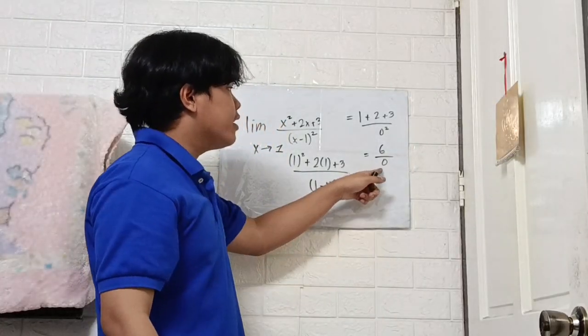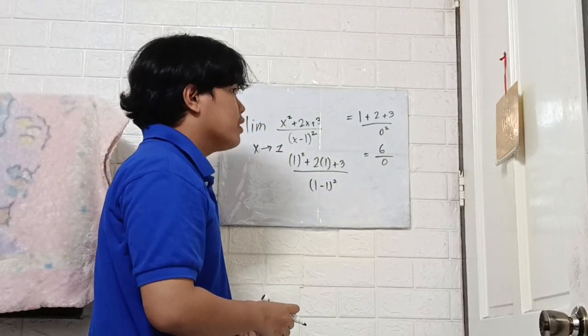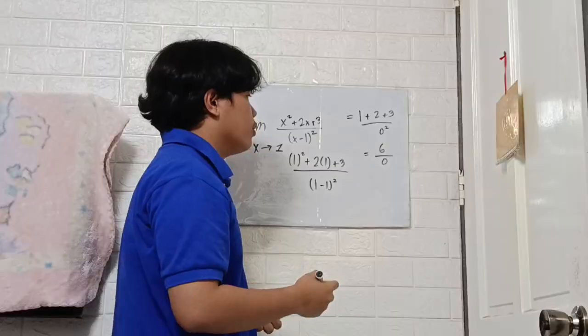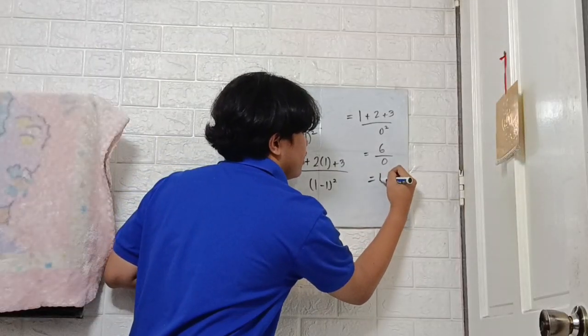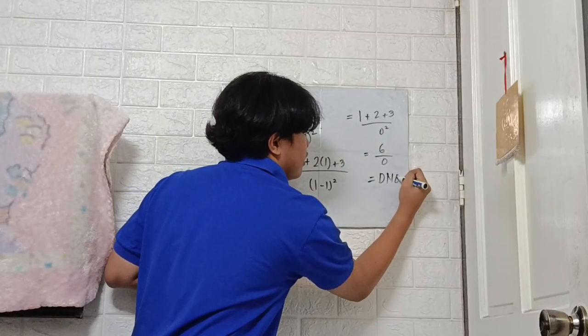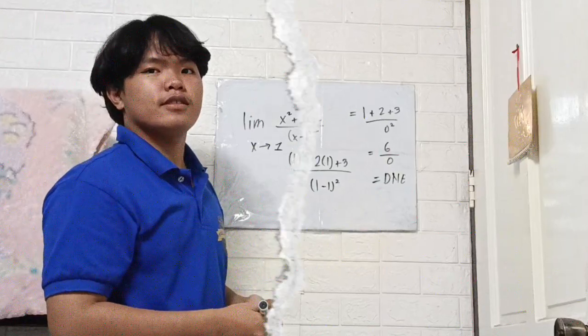Now, since the denominator is 0, this cannot simply exist, so the answer will be DNE, or does not exist.